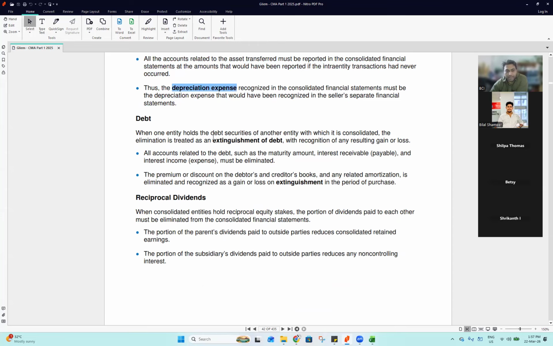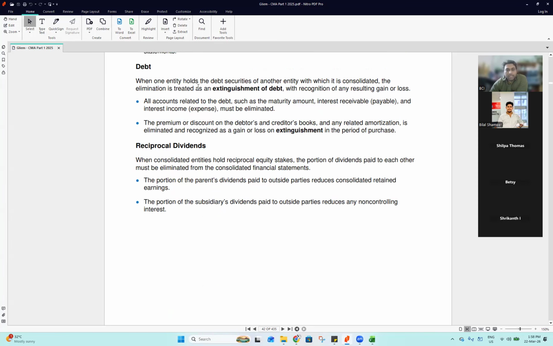Clear? Now, debt. When one entity holds the debt security of another entity with which it is consolidated, the elimination is treated as extinguishment of debt with recognition of any resulting gain or loss. That means we assume that we are settling that particular loan. So all accounts relating to the debt, such as maturity amount, interest receivable, and interest income, must be eliminated. The premium or discount on the creditor's and debtor's books and any realized amortization is eliminated and recognized as a gain or loss on extinguishment in the period of purchase. Clear?